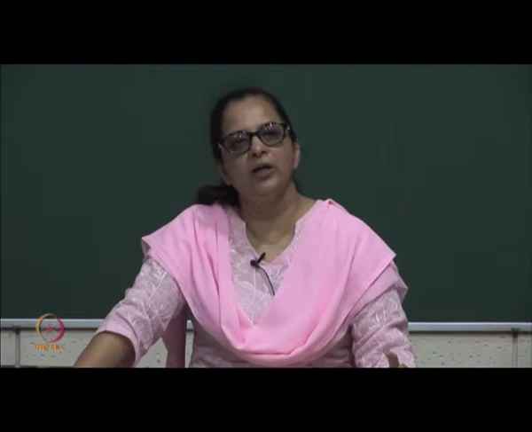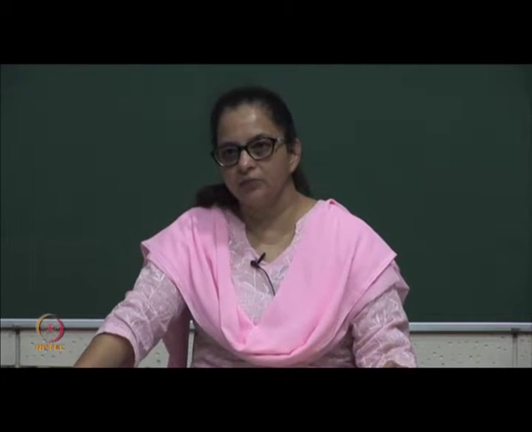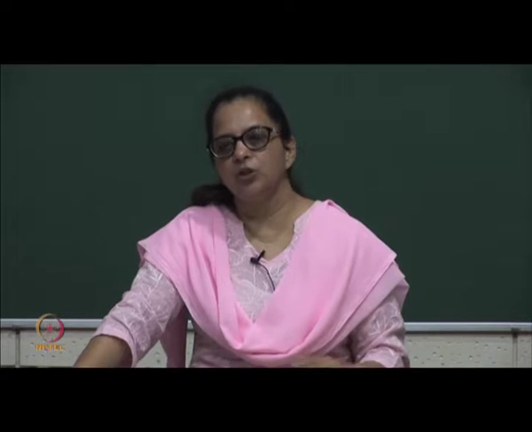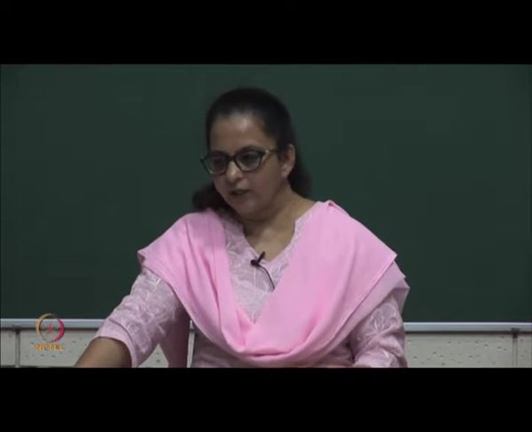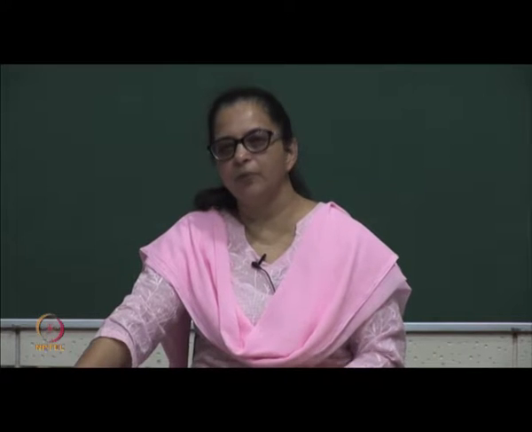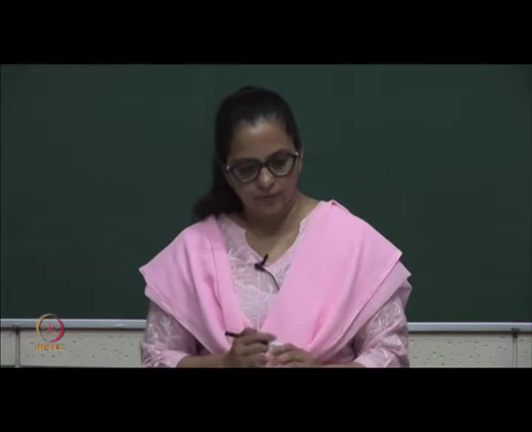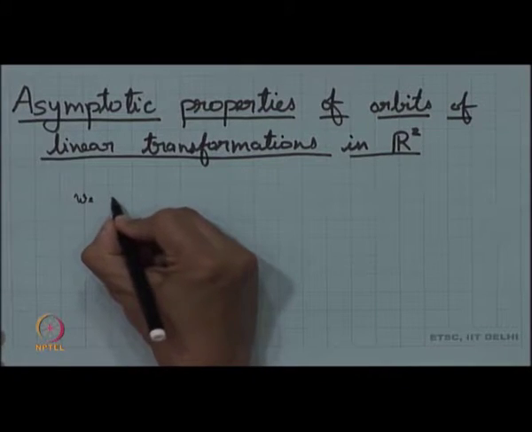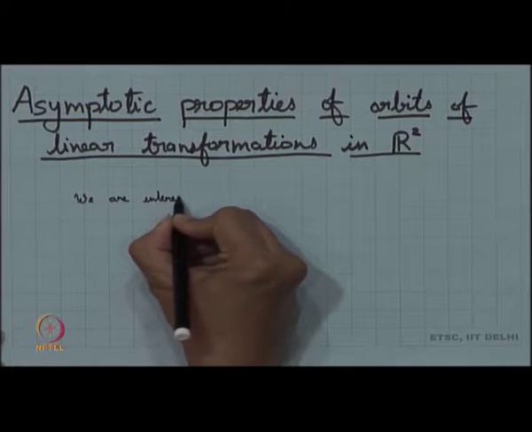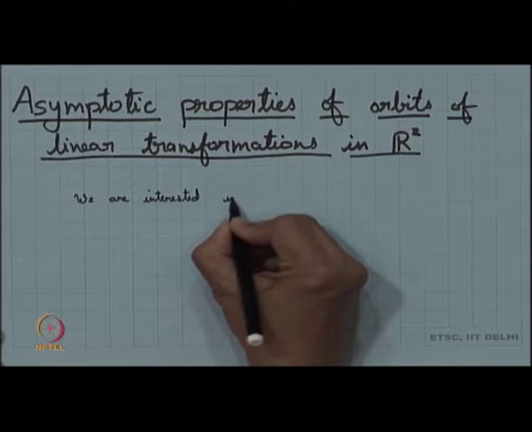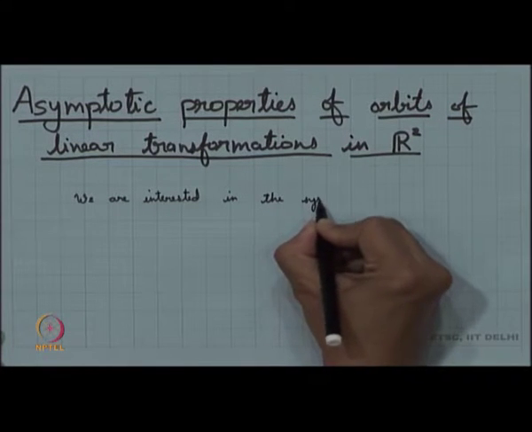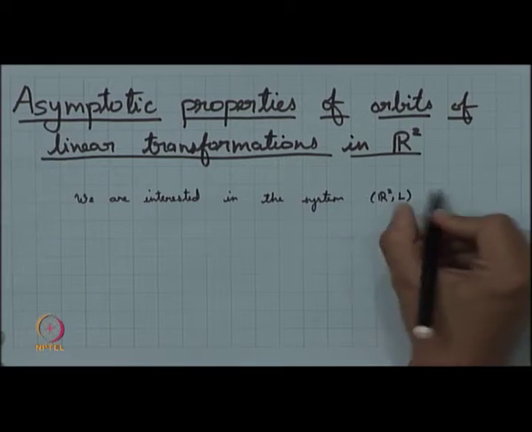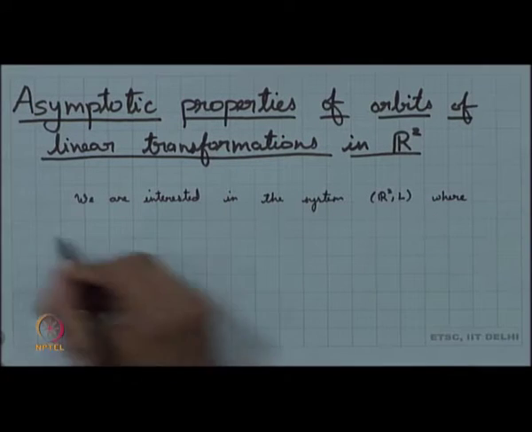In the previous class we had seen that we can look into the dynamics of linear systems, especially in 2 dimensions, we are not going for higher dimensions now, by getting into its Jordan form. So, today we will be continuing with that discussion by looking into the asymptotic properties of linear transformation in R square. So, basically we are interested in the system R square L, where L is a linear transformation.